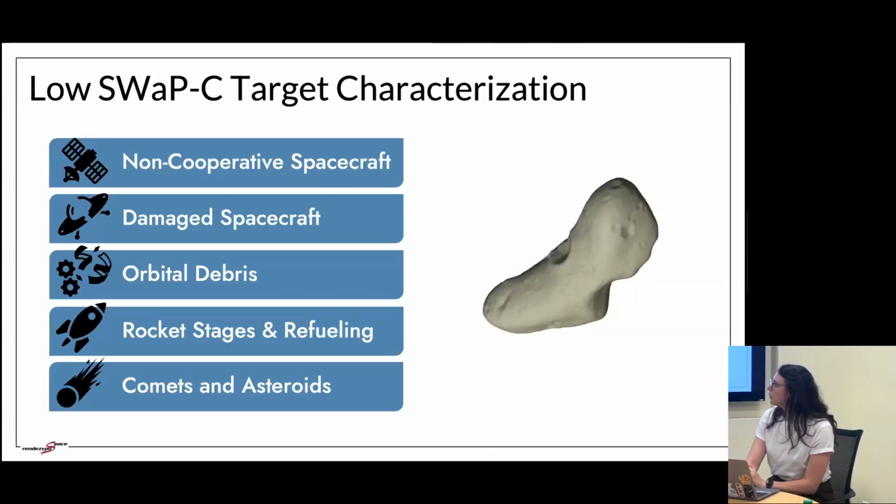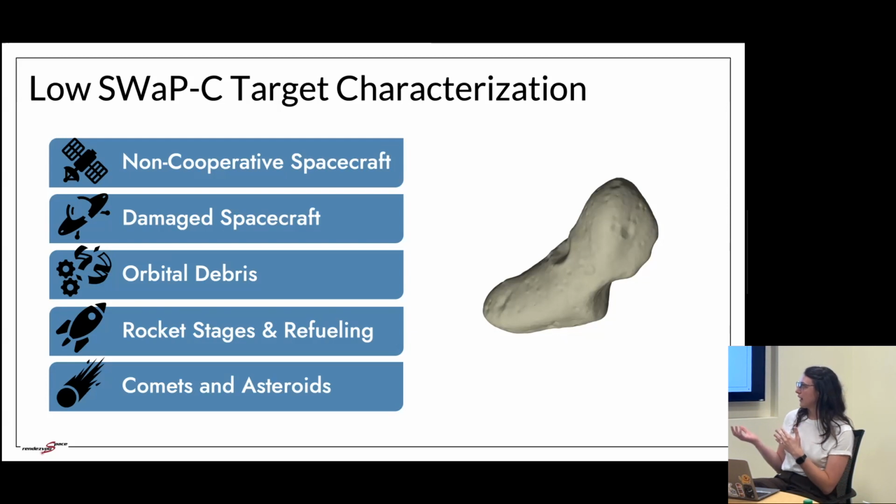Okay, so there are a lot of targets that we're interested in characterizing, generally when we don't have things like a shape model. These can be non-cooperative spacecraft if there is something that we need to perform maintenance on. With comets and asteroids, we generally do not have a highly detailed shape, or we don't know their gravity, or the rotational motion, things like that.